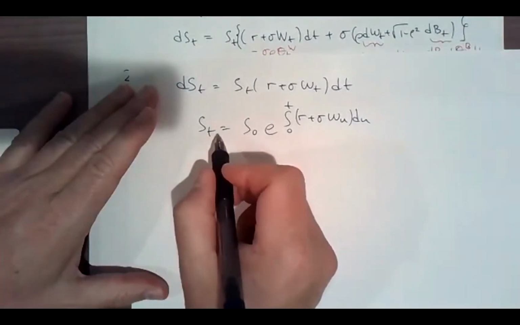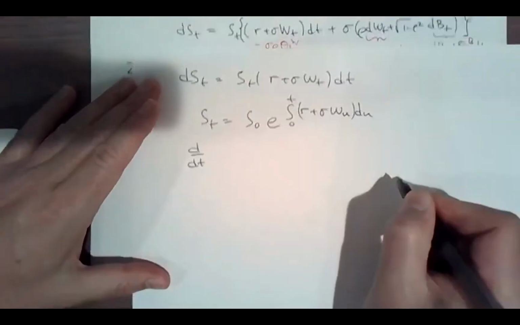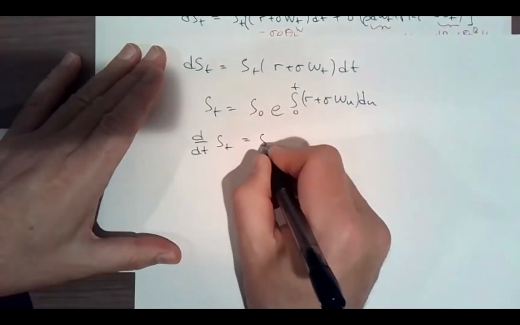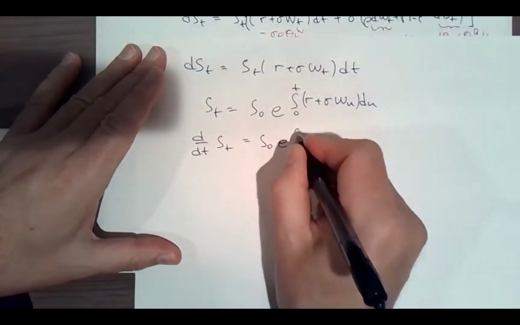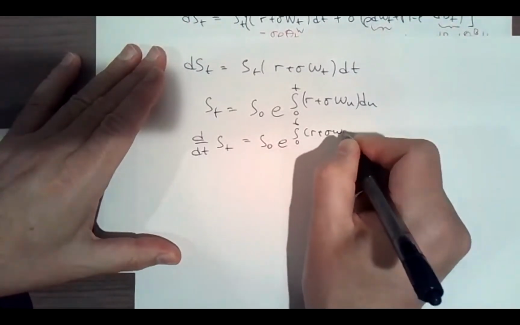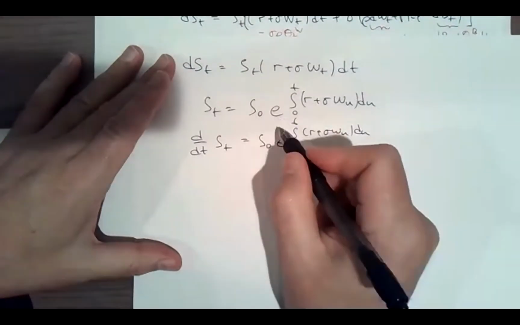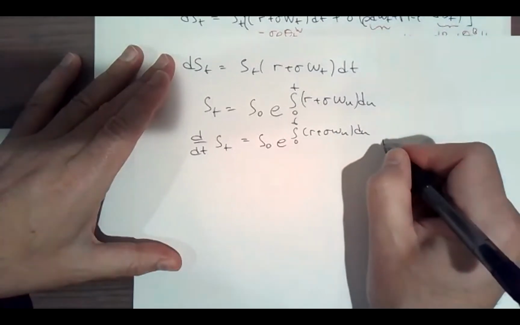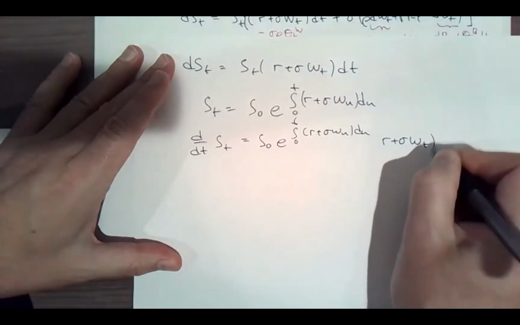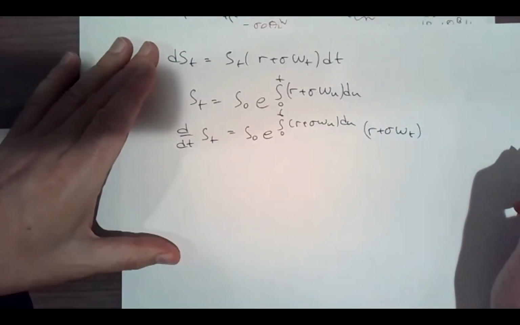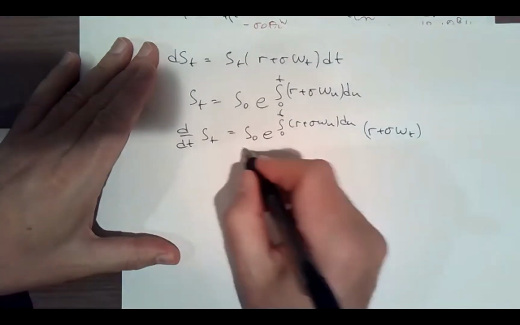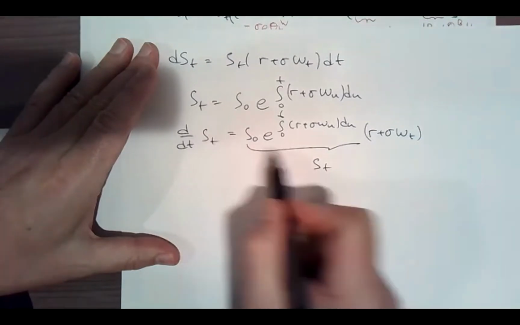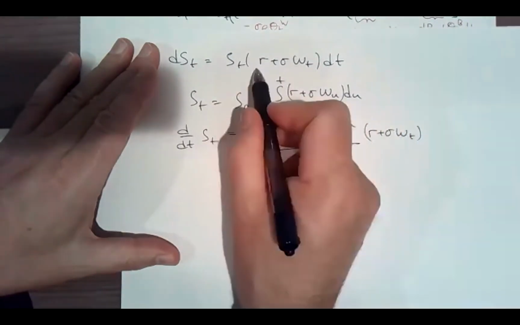Why? Because if I take the derivative with respect to time of this S_t here, what are you going to get? Well, it'll be S_0. The derivative of an exponential is going to be the function itself times the derivative of what's inside. So that's going to be r plus sigma W_t. Okay. Right, and what you have here, this is exactly S_t. So you get the derivative of S_t is equal to S_t times (r plus sigma W). Well, that's exactly what you have.